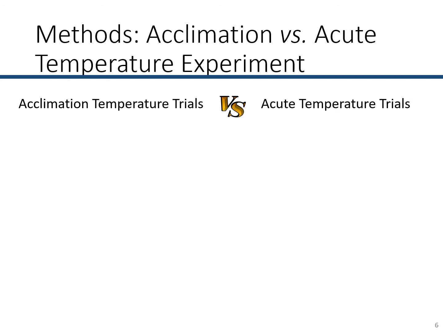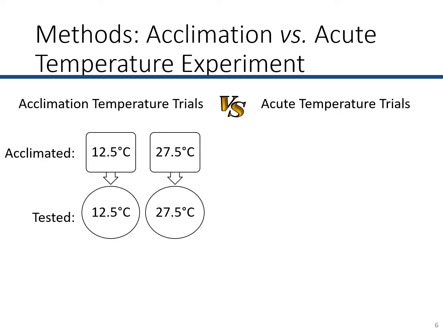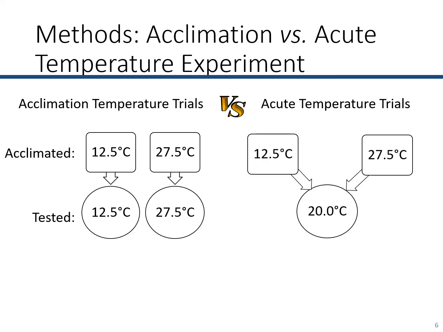For my second set of experiments, I wanted to compare the effects of acclimation and acute temperature. So here, I acclimated mussels in my acclimation temperature trials to either 12.5 or 27.5 degrees Celsius, and then tested them at that same respective temperature. On the other hand, in acute temperature trials, I would acclimate mussels to those two temperatures, but then test them at a new temperature of 20 degrees Celsius.